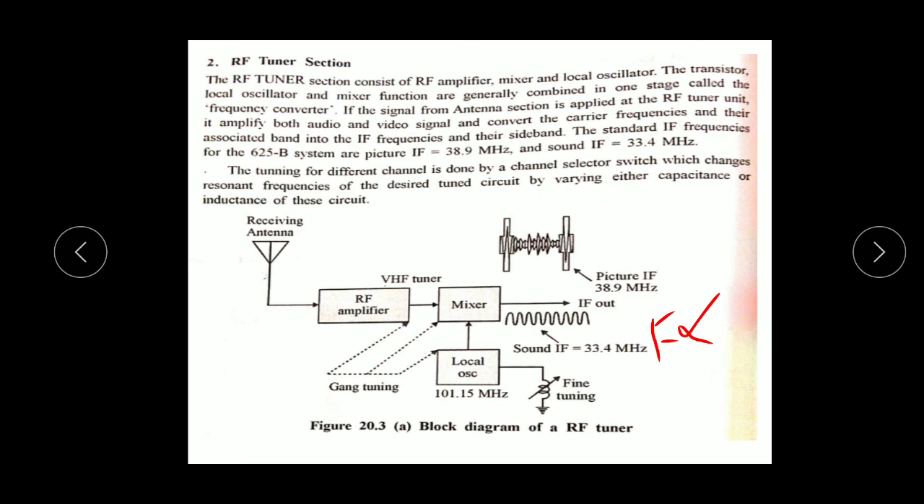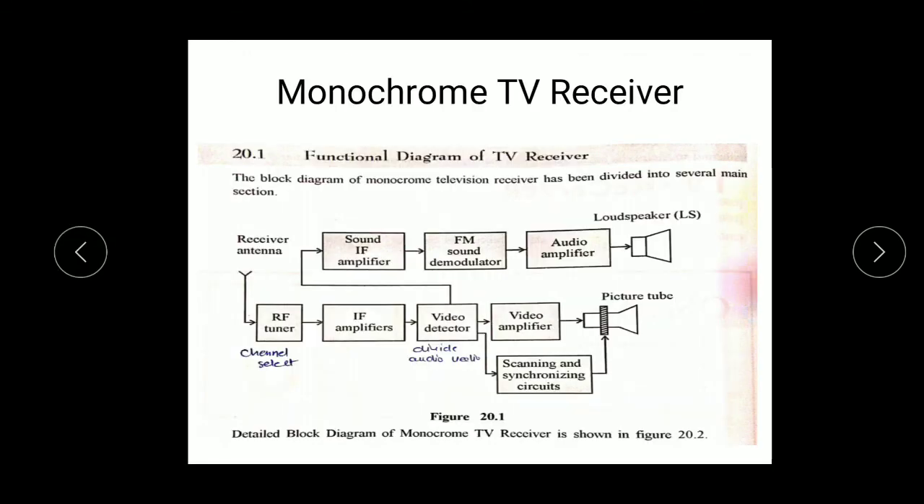So this is the basic process of the TV receiver system, for the monochrome TV receiver system. Basically we receive the TV signal, and the signal is divided into three parts. The first part is the audio signal, the second part is the video signal, and the third part is the deflecting signal.